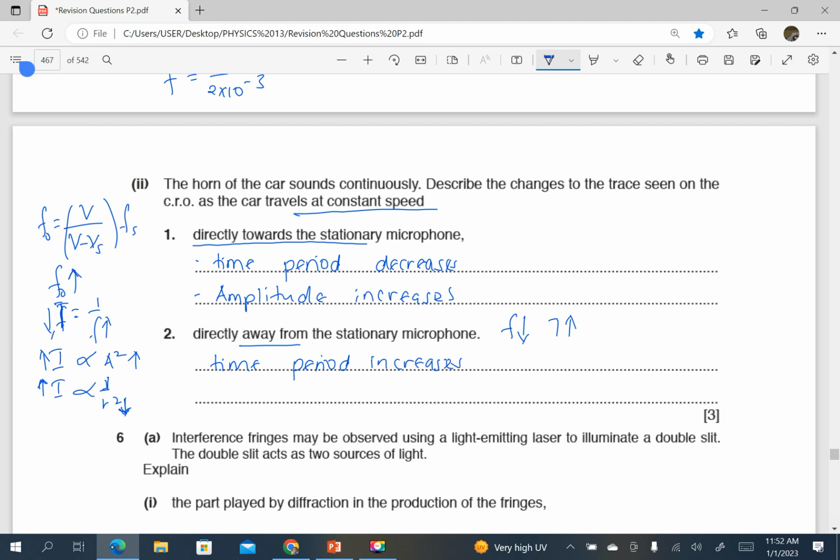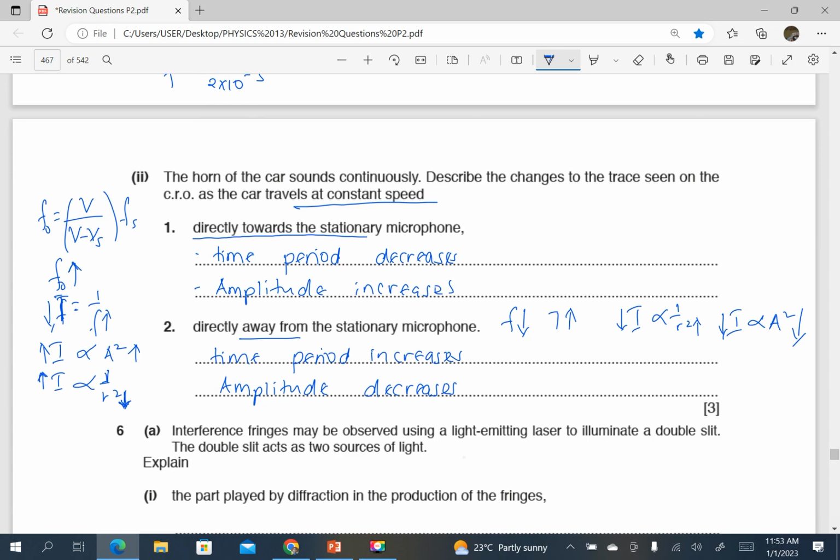Number two, when it is moving away, the distance of the source from the observer is increasing. That is, I is inversely proportional to the square of the distance. When the distance increases, intensity decreases. And when the intensity decreases, remember intensity is also directly proportional to amplitude squared. When intensity decreases, amplitude decreases. So here we simply say that the amplitude decreases.